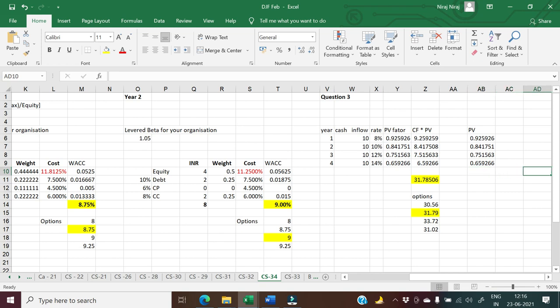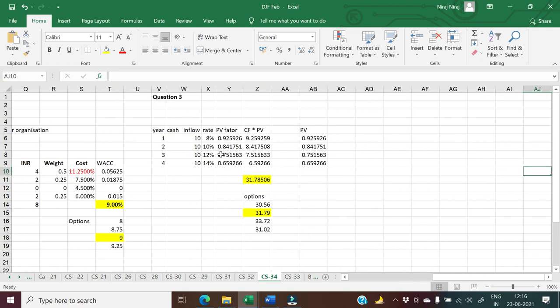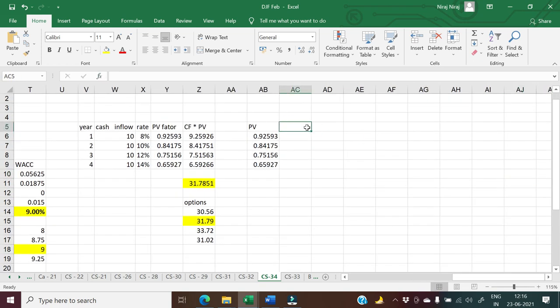Okay, so if you see, the PV has been calculated. So what will be the value of the firm? The value of the firm will be the present value of all the future cash flows. So my cash flows are 10 rupees per year, so cash flow multiplied by PV. I can just calculate this, copy paste it down here, and make a summation of this. This will come to 31.875.